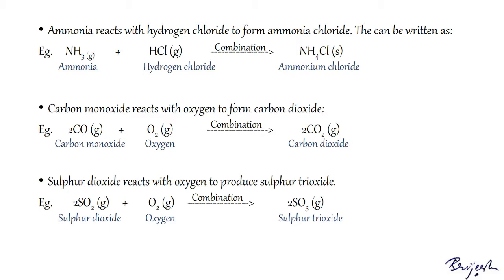Next, sulfur dioxide reacts with oxygen to produce sulfur trioxide. This can be written as follows. So in this combination reaction, a compound sulfur dioxide combines with an element oxygen to form new compound, that is sulfur trioxide.